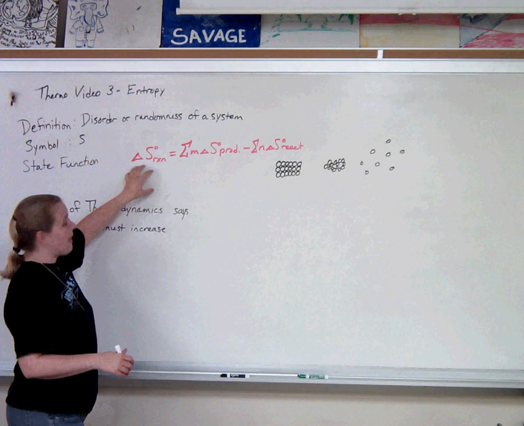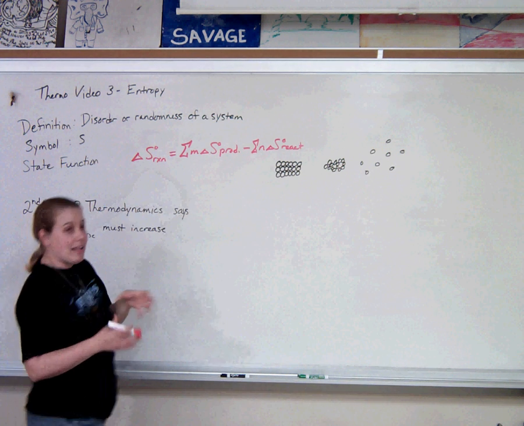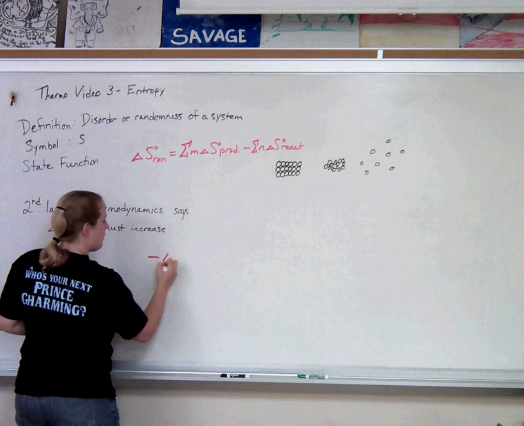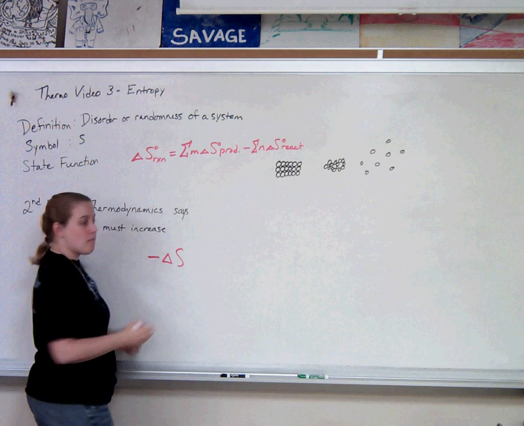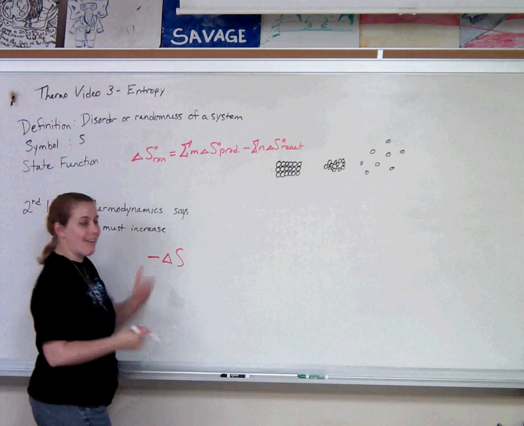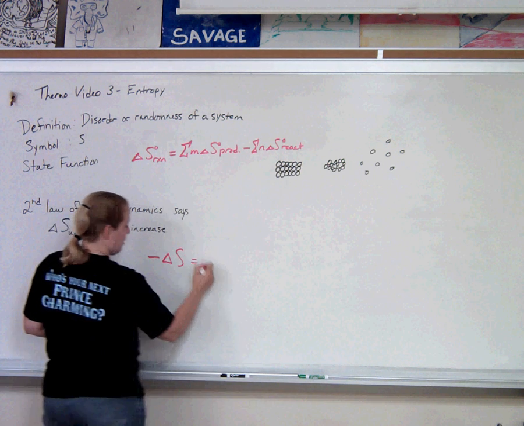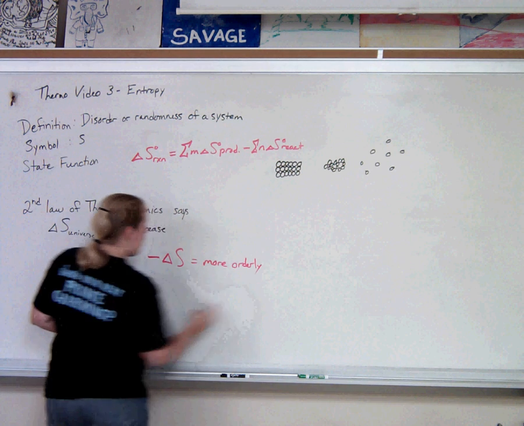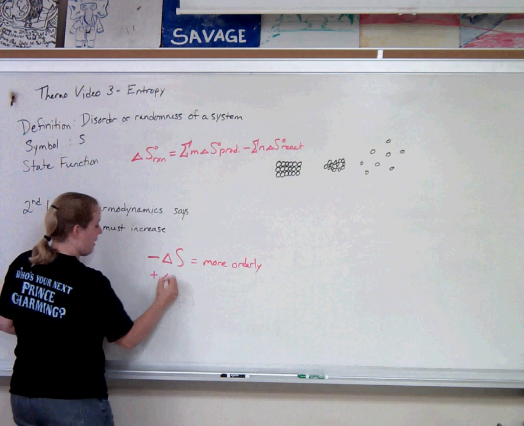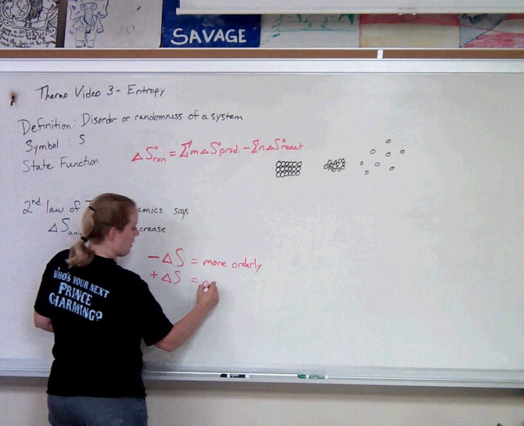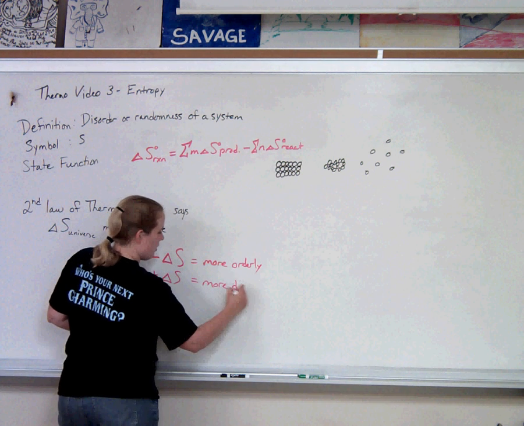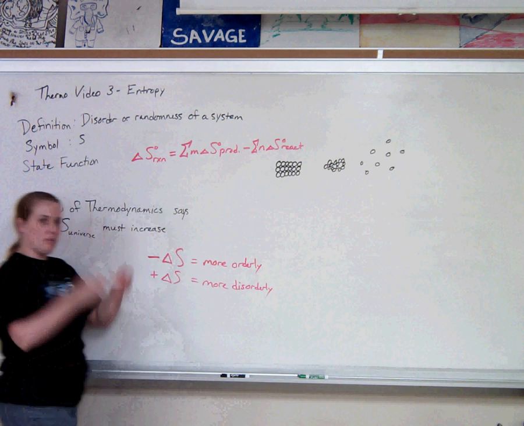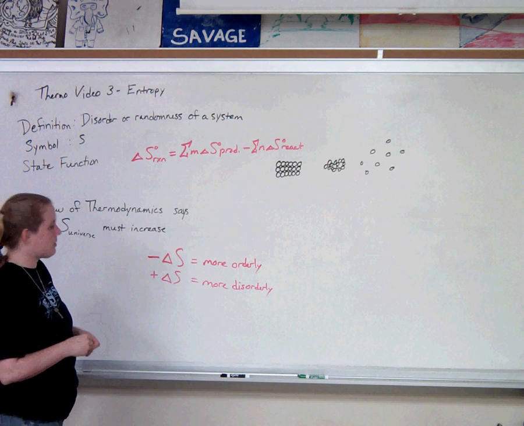So again, the entropy of a system can decrease, meaning that we could have negative delta S. We're becoming more orderly or less chaotic. Or you could have a positive entropy change, meaning that you are becoming more disorderly. The system is increasing in chaos.